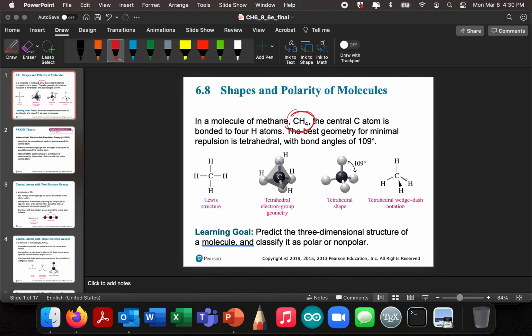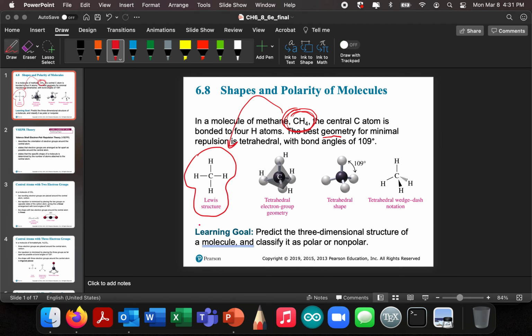in a molecule of methane, the central atom, C, is bonded to 4 hydrogen atoms. And we get this from the Lewis structure. You've done this already, okay? So here's the molecular formula. We get the Lewis structure from it, right? And then after that, we find out that the best geometry for this is tetrahedral. It looks like a 3-sided pyramid here with bond angles of about 110 degrees, okay?